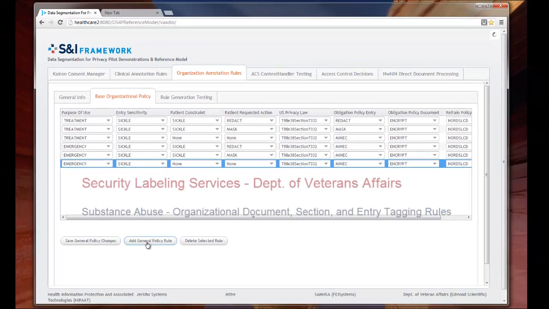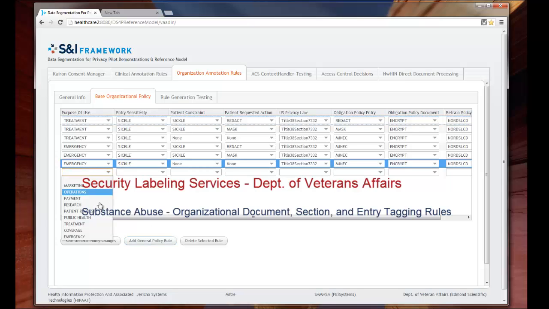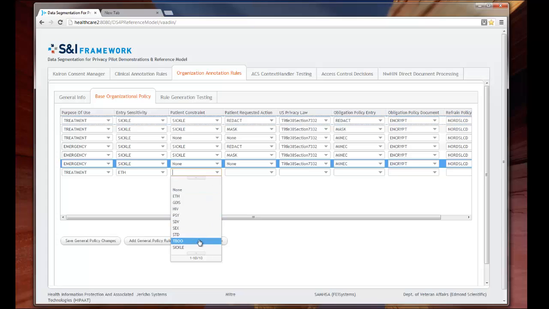We will now complete the Department of Veterans Affairs requirements by creating data segmentation policies for substance abuse, HIV, and mental health related treatments.